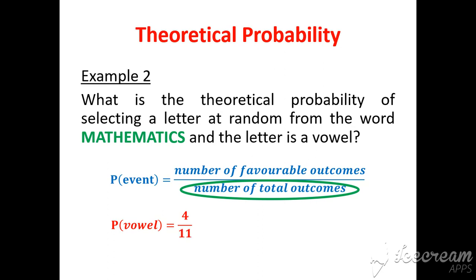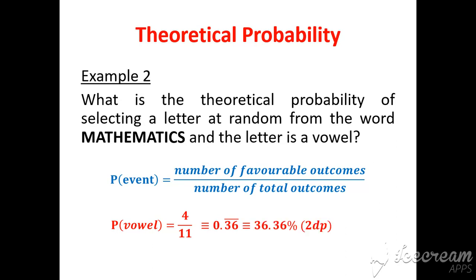So the theoretical probability of picking a vowel is 4 chances out of 11. Once again, you might choose to turn that into a decimal, which is a recurring decimal of 0.36 recurring, or multiplying that by 100 to get a percentage of about 36.36%.